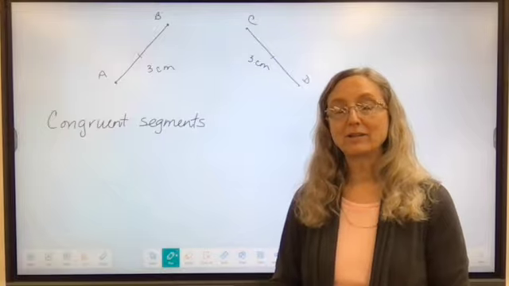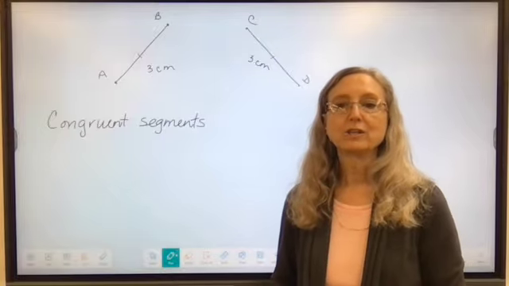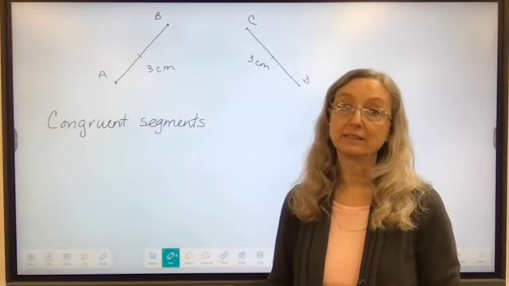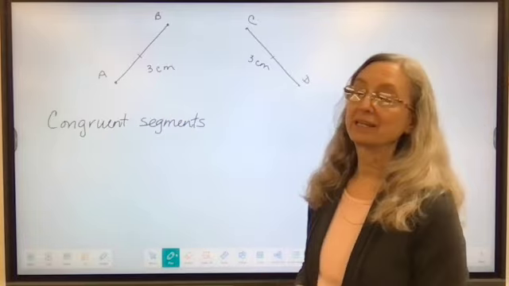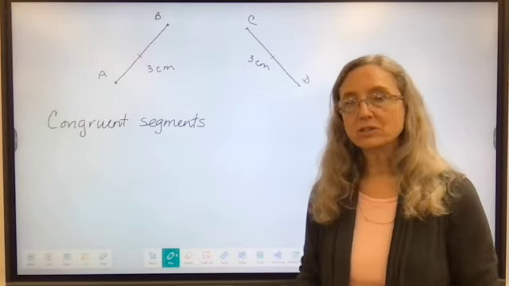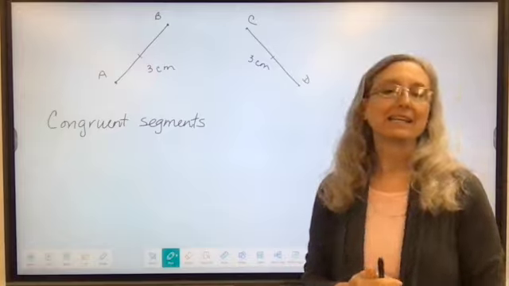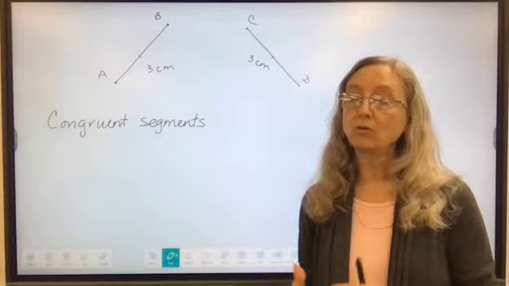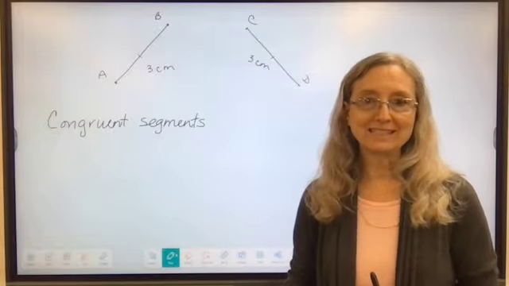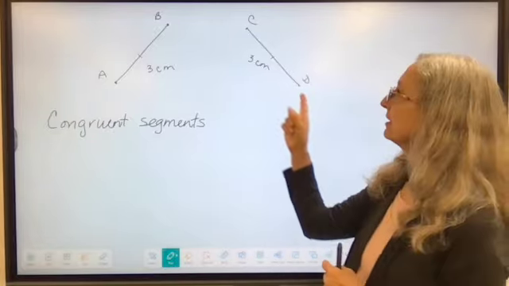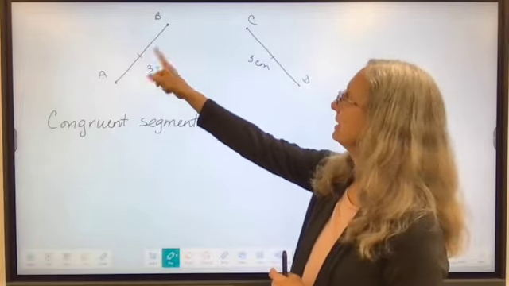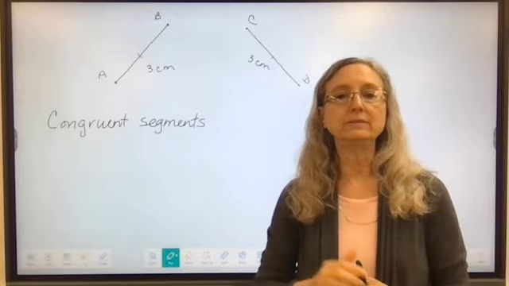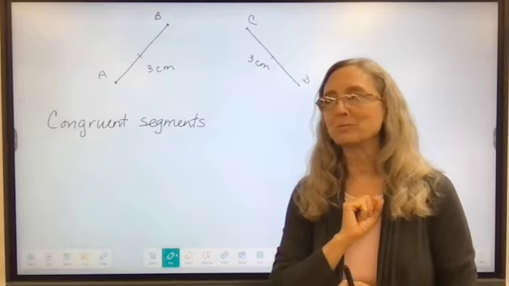Okay, let's learn about the term congruence. So congruent segments are segments that have the exact same length. So if you notice, this is segment AB. It is 3 centimeters long. This is segment CD. It is also 3 centimeters long. So the segment AB is congruent to the segment CD. Notice in the illustration, AB and CD both have that little red line through it. That's a congruence mark.